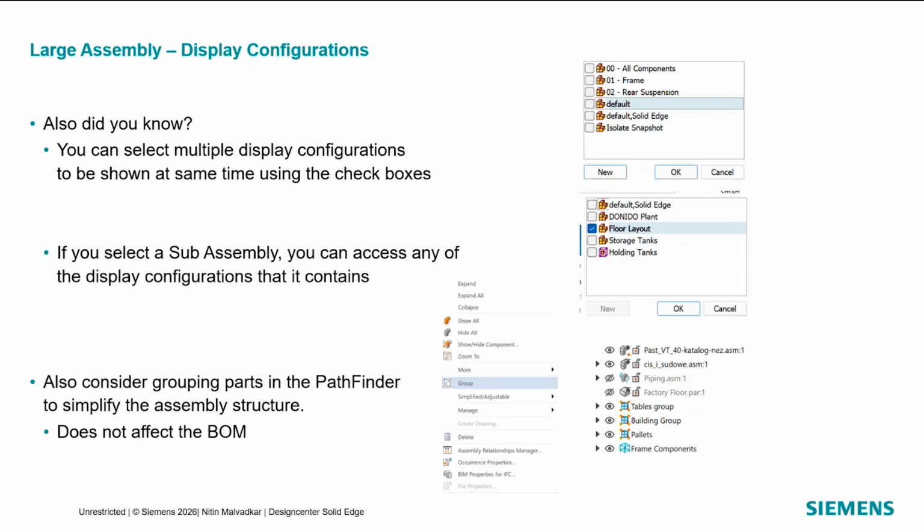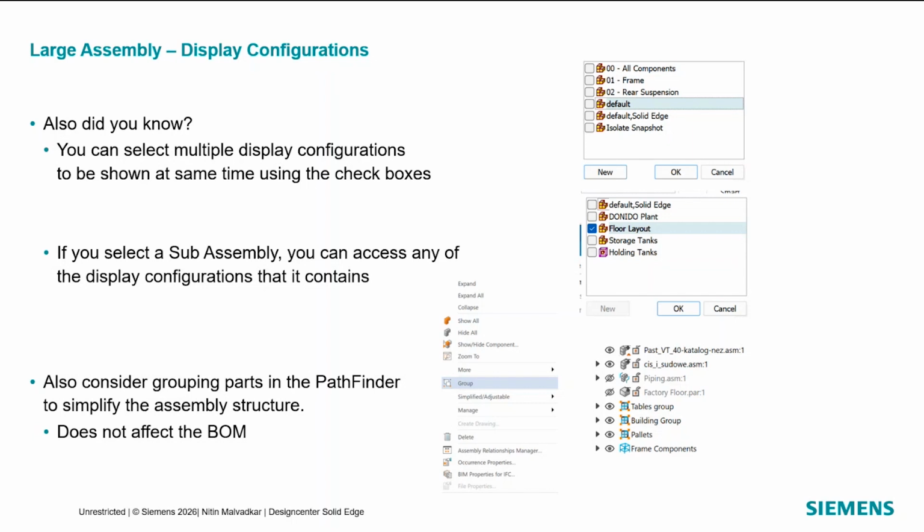Now let's have a look at some additional capabilities of the display configurations. First off, you're not limited to viewing just one display configuration at a time. What that means is you can actually select multiple display configurations simultaneously using the checkboxes that we see over here. This helps in combining different views of the assembly without having to create a new configuration.